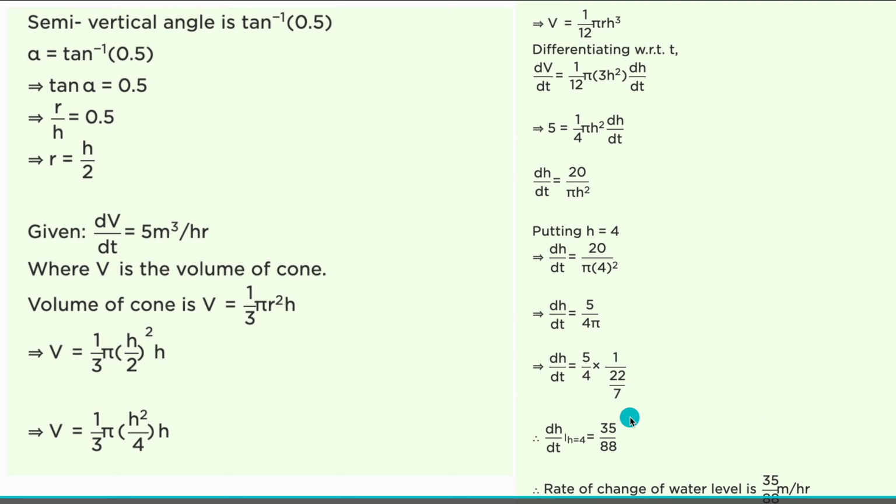Now even if you did not substitute the value of pi, you should get marks ideally, but it is always better to do so whenever pi comes up in the question.